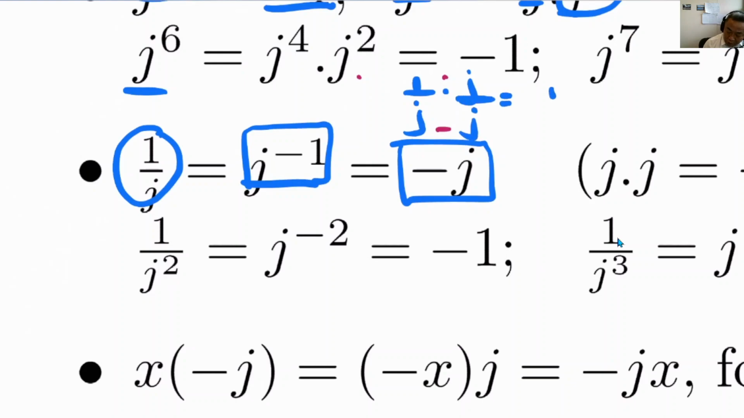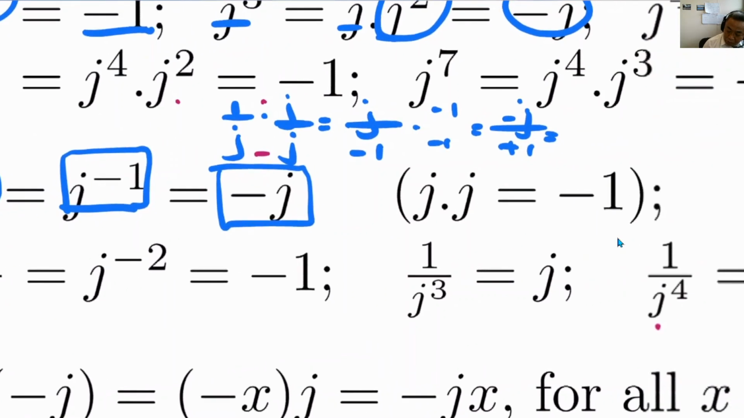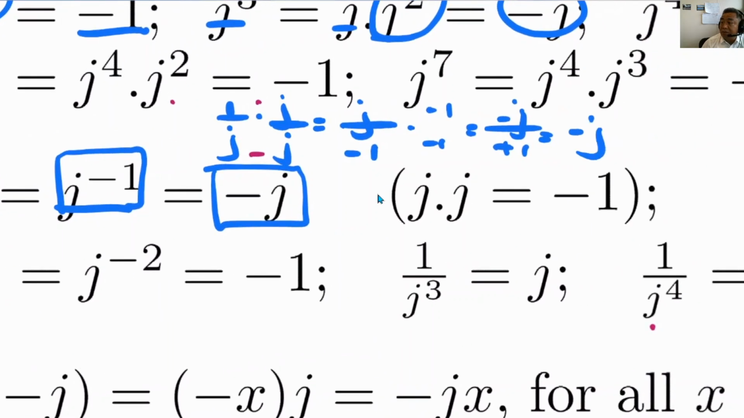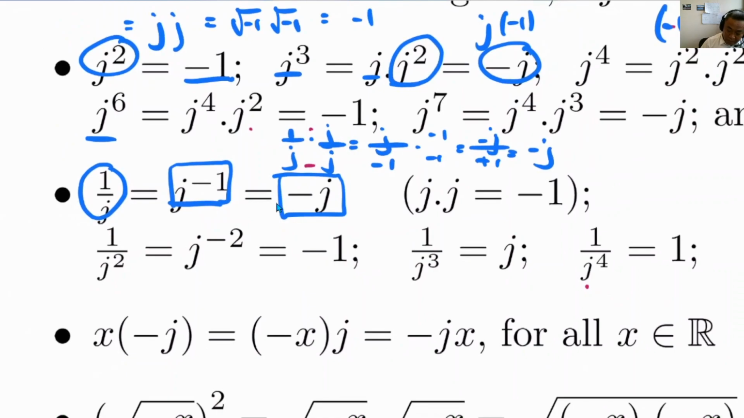So you have j, and what is j squared? j squared is minus 1. So j multiplied by minus 1 is minus j, divided by plus 1 is equal to minus j. So this is how you work out that 1 over j is minus j. Okay? So this is the process.